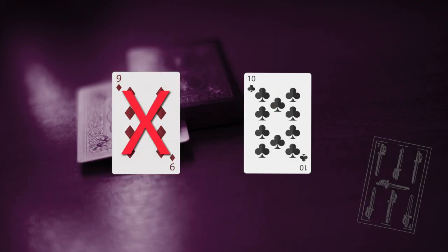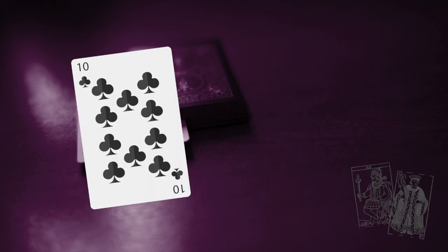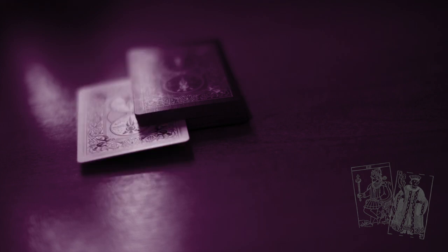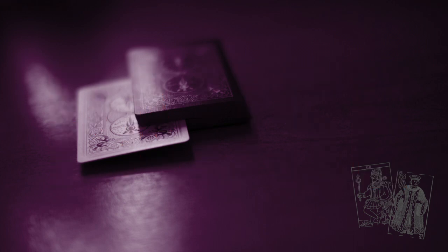For the 10 of clubs, you'll now go up to your image, mark out the 10 of clubs, and now your sample space is 50 cards. That will be your new denominator for row 2. Go through and count the number of cards that are higher than the 10 of clubs, lower than the 10 of clubs, or equal, those cards that are left that you've not marked out. So take a moment and fill in your second row. Pause the video as needed.